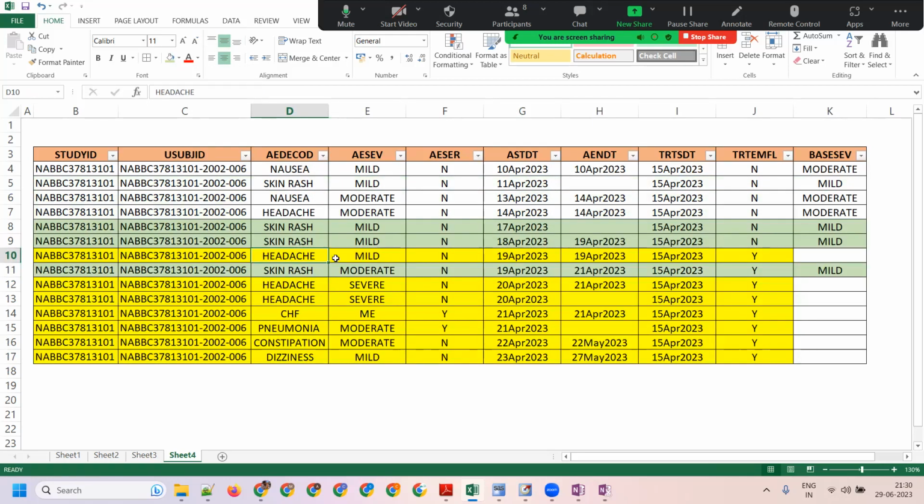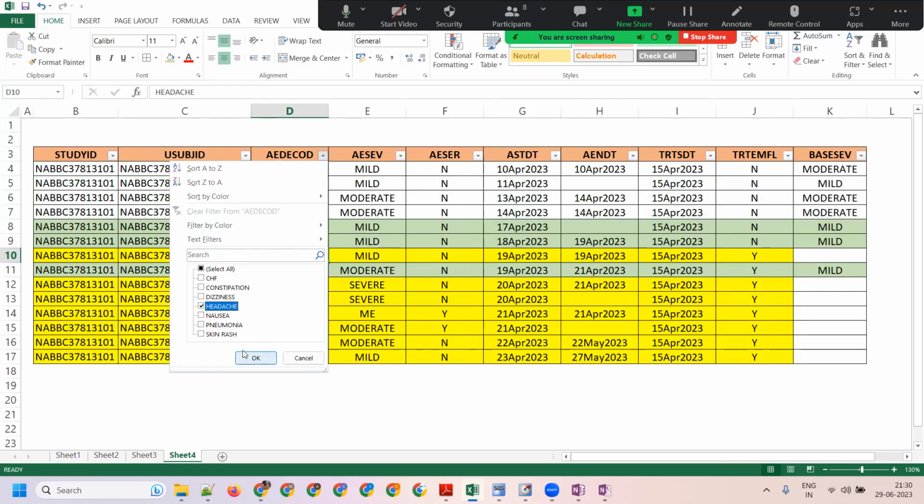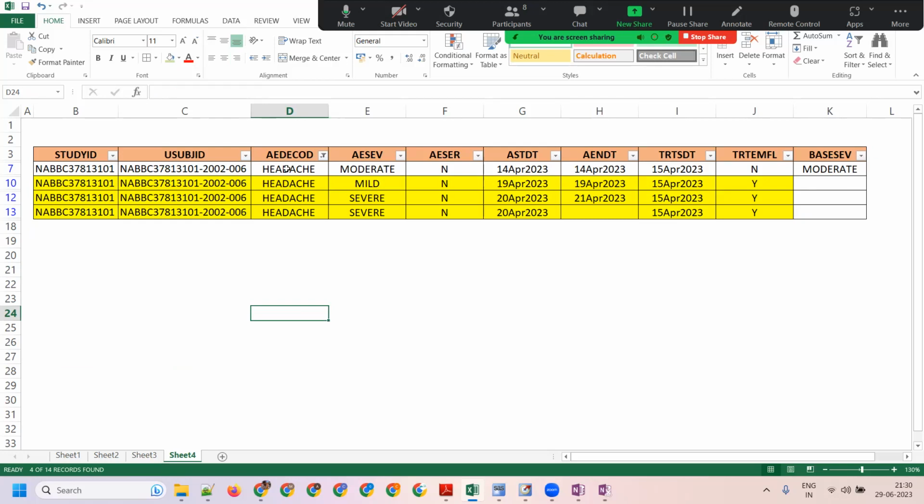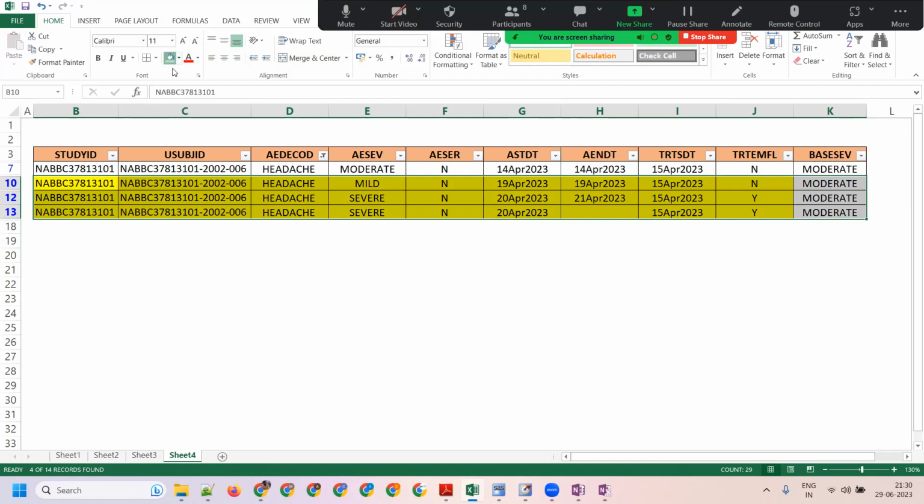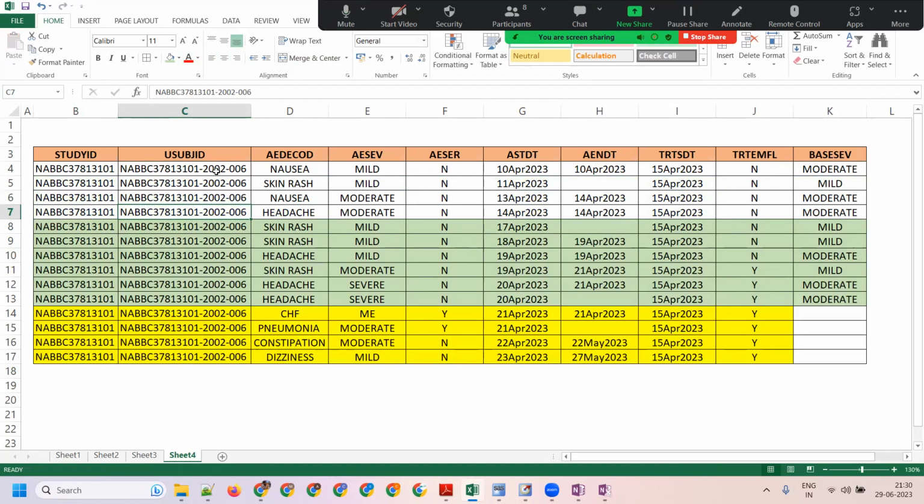Okay. What is the next one? Headache is there. Now let's consider headache. Yes, it exists in both. What is the severity? Moderate. So that is going to be the severity throughout. Yes. What about the adverse event which has happened on the 19th? Mild versus moderate. What is that treatment emergent flag? Hello, hello, hello. No, sir. Right. How about the remaining two? Both are yes. Right. It's also done. What's next? Still, I have 4 more.